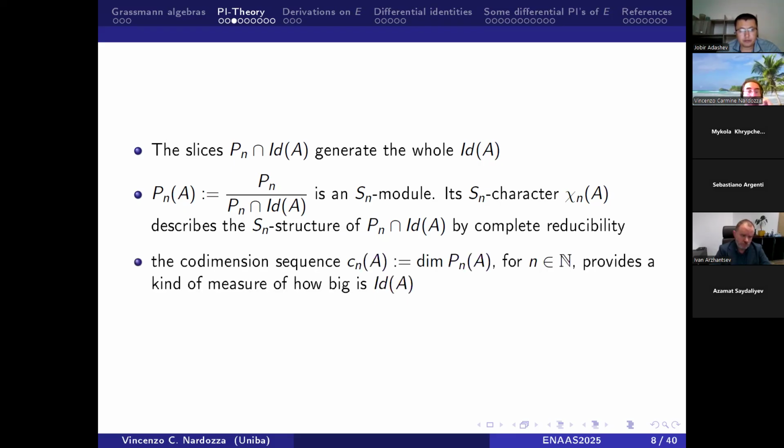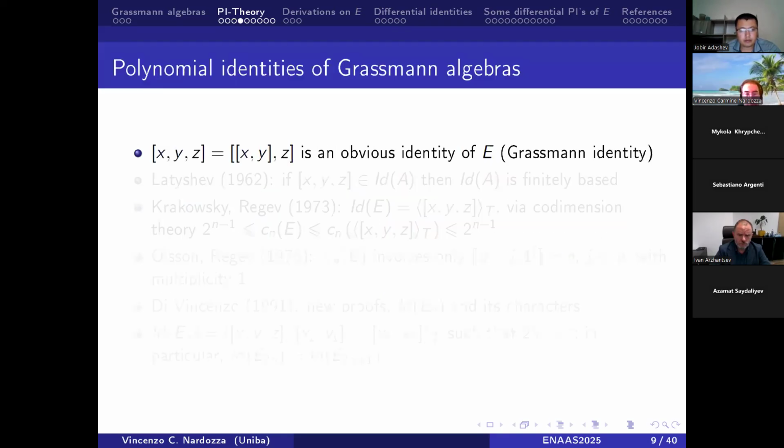Also, the dimensions of these modules provide the so-called codimension sequence of A, usually denoted by c n of A, which provides a kind of measure of how big the ideal of identities is. Okay, these are general facts, I think, all well known. But what about the polynomial identities of the Grassmann algebra?